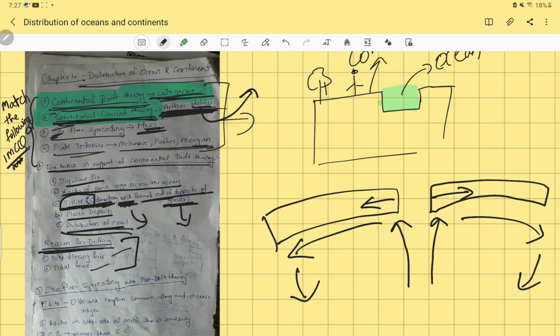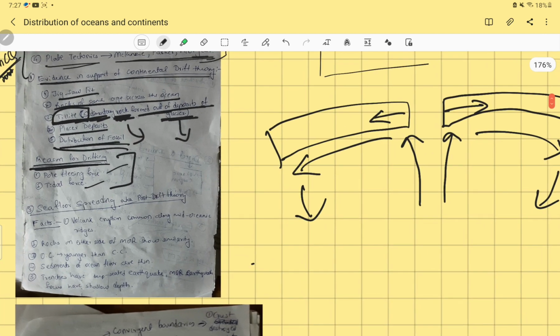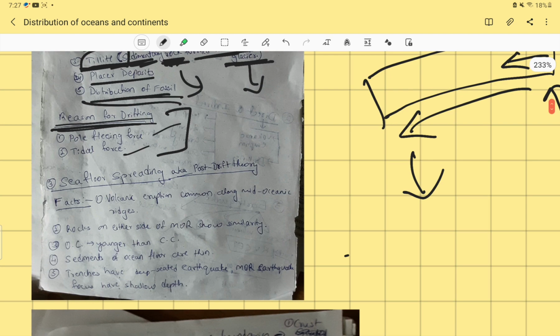Now let's move to the third theory, that is seafloor spreading. Harry Hess gave seafloor spreading. Till now all these discussions were about continental drift. We have not talked about the seas, like oceans. He said that even the sea floor is spreading.